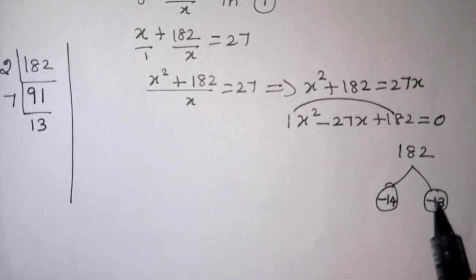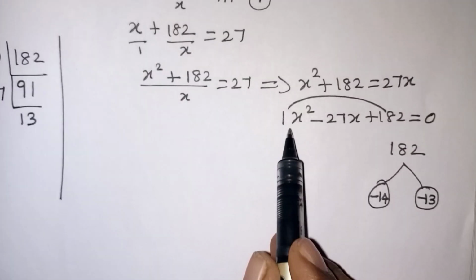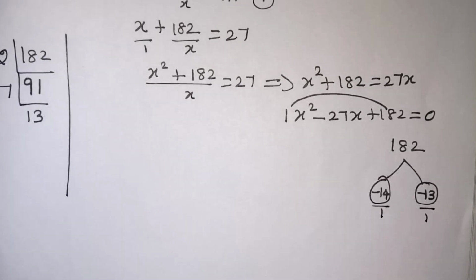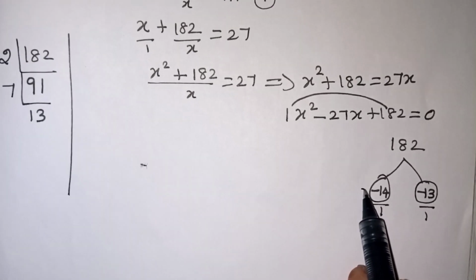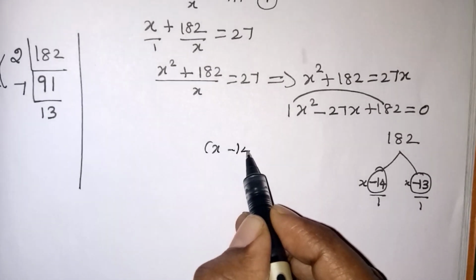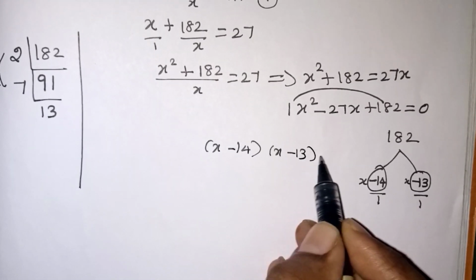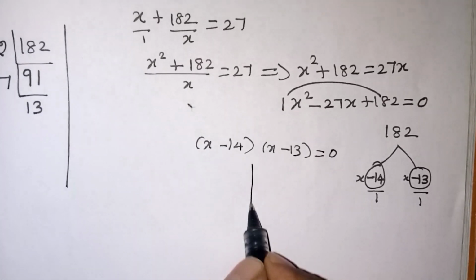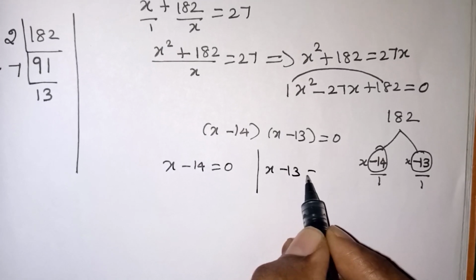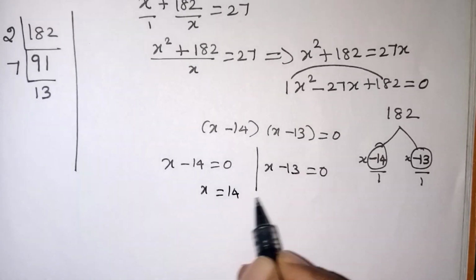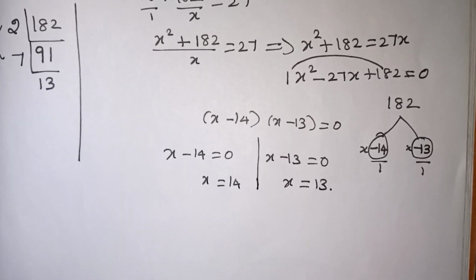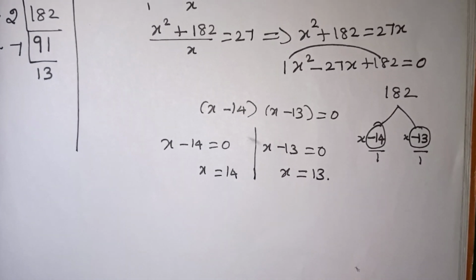So you need not write all the steps to write your factorization. Just look at the coefficient of x squared, that is 1, divided by 1 on both sides. So no changes. Whatever variable is used, x, here also you just write x, here also you just write x. So this will be x minus 14 and x minus 13, which is equal to 0. So both you should equate to 0. So x minus 14 equal to 0. x minus 13 also equal to 0. So x is equal to 14. Here x is equal to 13. So this is your answer. So the two numbers can be 14 and 13.